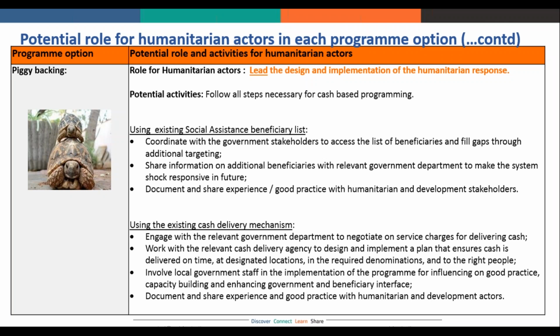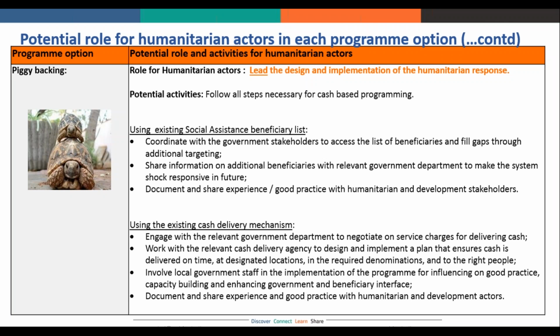So moving on, piggybacking, as Claire explained in her presentation, there could be an existing system, but we may find ourselves in a situation where this system doesn't necessarily match the needs of a humanitarian response. But there may be some elements of this system which could be used by humanitarian actors in responding to a humanitarian situation. So in these contexts, the role of humanitarian agencies or humanitarian actors could be that of a lead in designing and implementing a humanitarian response which uses some elements of the existing social assistance system. And this can be done in two ways.